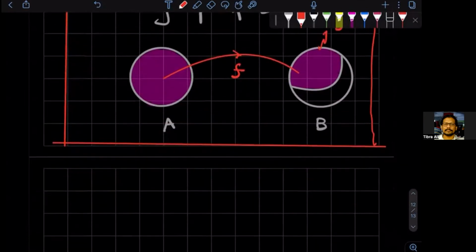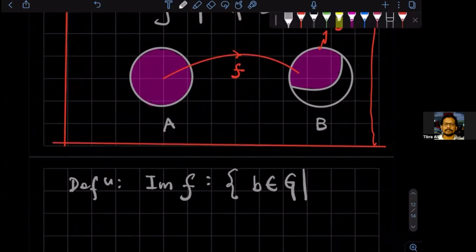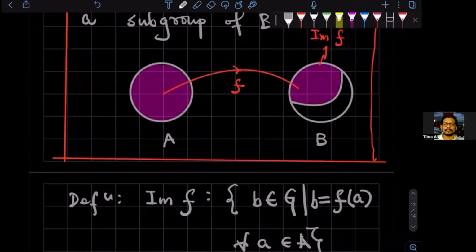So what is an image? The definition of the image of F is all those elements in B such that B is in the image of the map for A, for all A in the first group. So that's the definition of an image. It's 6 o'clock, so let us take a break and meet back here at 6:15.